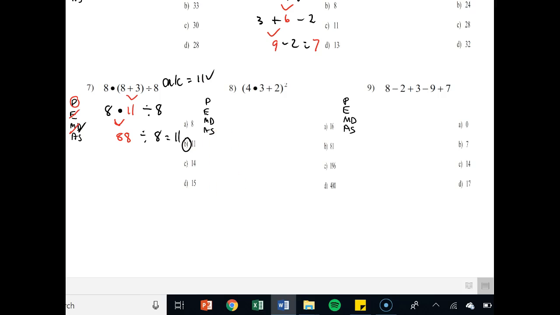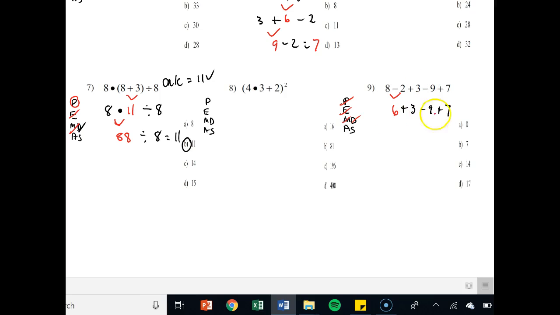Last one I'll do is 9. Notice we don't have any parentheses. We don't have any exponents. We don't even have any multiplication or division. It's just addition or subtraction all the way across. Now, subtraction pops up first. 8 minus 2 is 6. So then 6 plus 3 minus 9 plus 7.